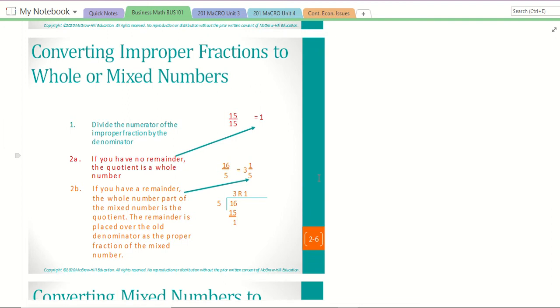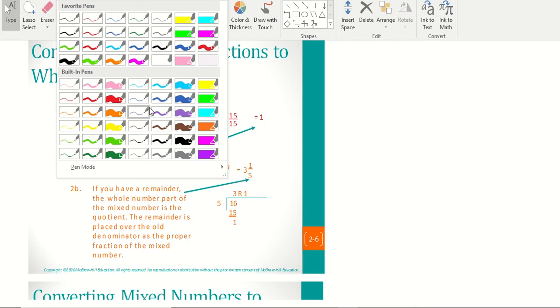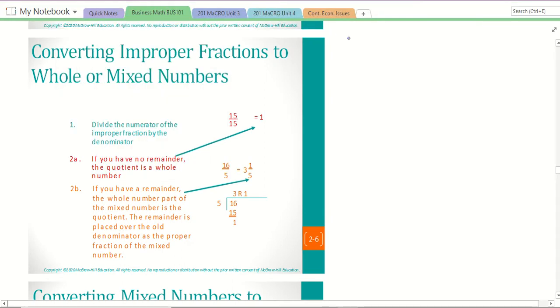So really quickly, remember improper fractions are equal to or greater than 1. So anything that would give us 1 is also going to be an improper fraction. We can convert that to a mixed number.